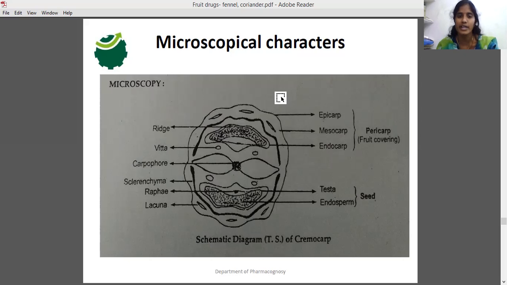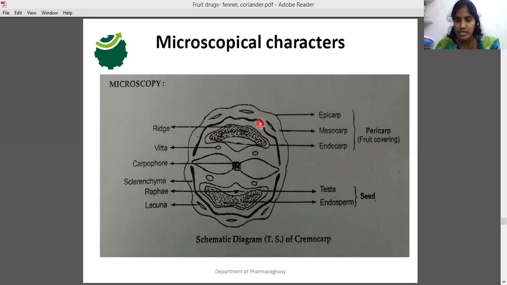In the endosperm we can find an embryo. The outermost layer here is the epicarp. I already told you, in a leaf the outer layer is called epidermis, and in fruits the outer layer is called epicarp. The middle layer here is the mesocarp. From just below the epicarp to just above the endocarp, it is the mesocarp.